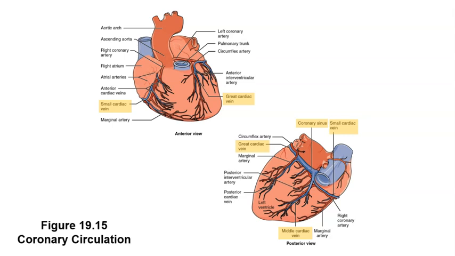The middle cardiac vein traces the reverse path of the posterior interventricular artery, while the great cardiac vein traces the reverse path of the circumflex artery. And all three of these veins deliver blood to the coronary sinus, which will return that blood into the right atrium.